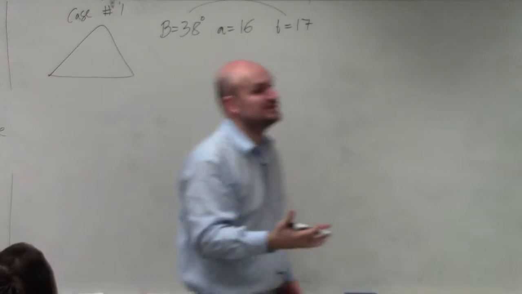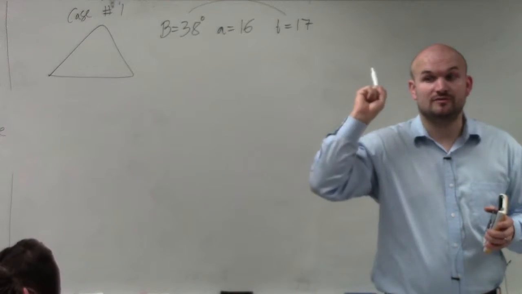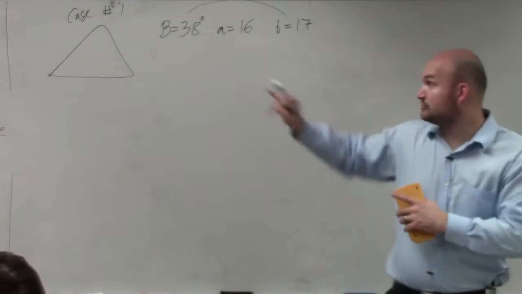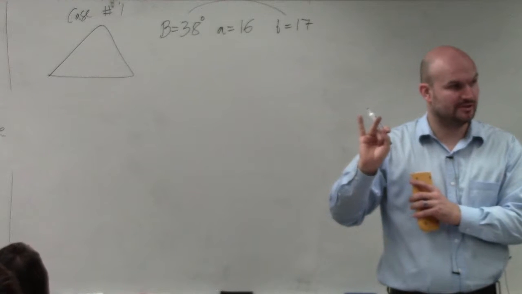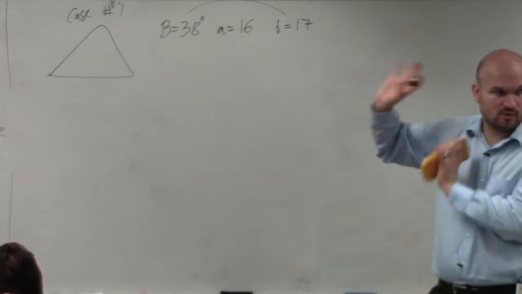Because when you have an ambiguous case, when you have that side-side-angle, you have no triangle, which we just did, 1 triangle, which would only be case 1, or 2 triangles, which is case 2, which I'm going to do. But we don't know what that other triangle is. So right now, let's just solve 1 triangle.